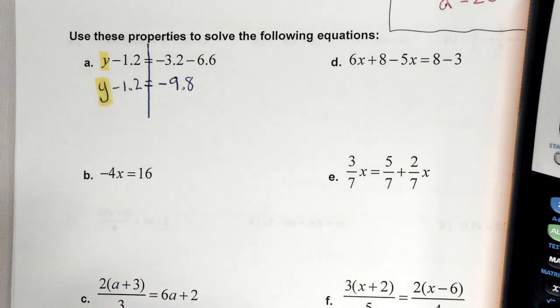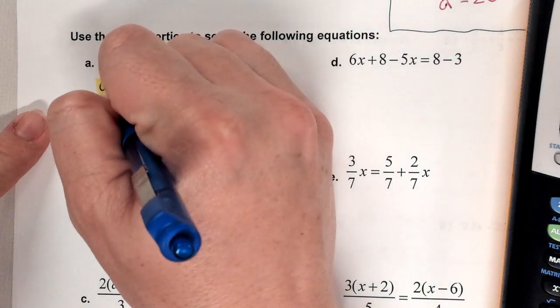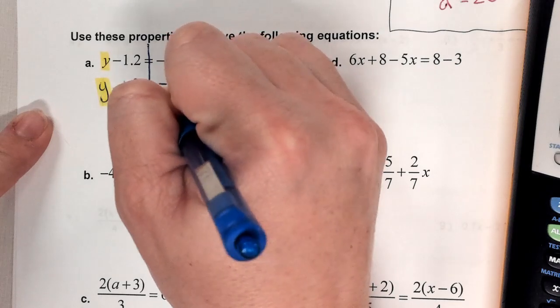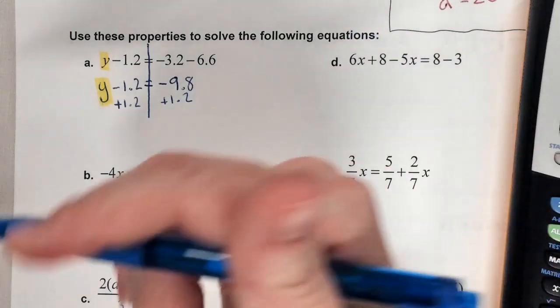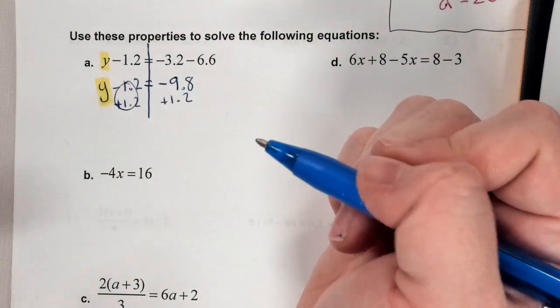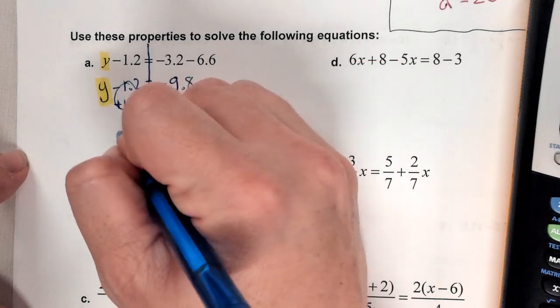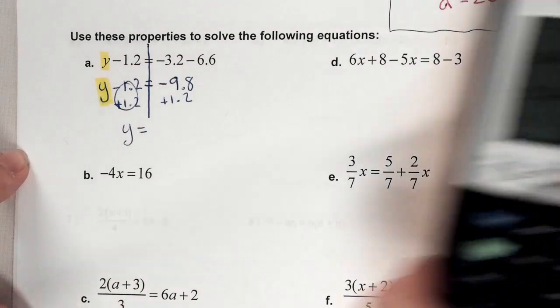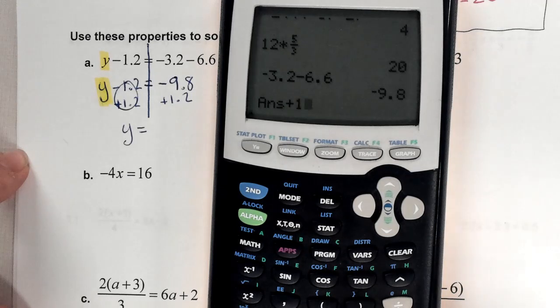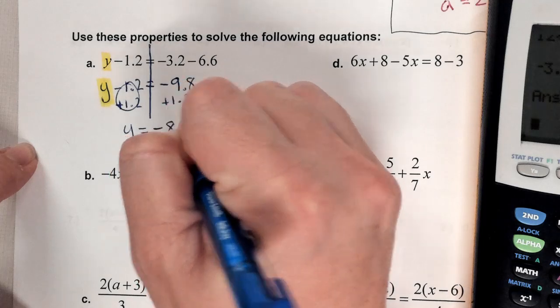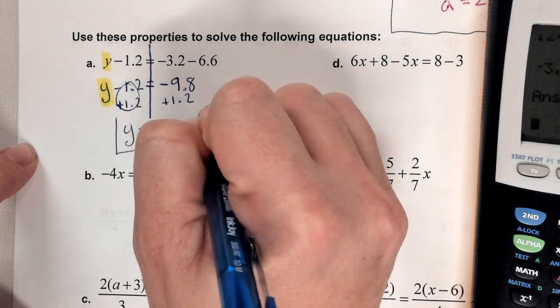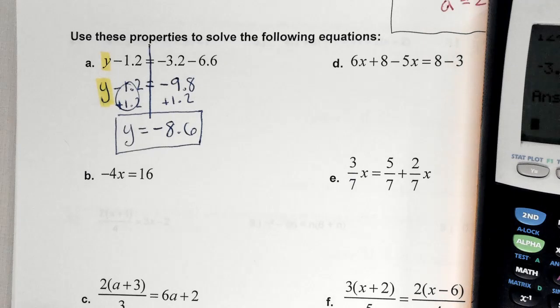Okay, so how do I get that Y by itself? Add what? 1.2. And I know that because I have Y minus 1.2, and the opposite of minus 1.2 is plus 1.2. So this zeroes out, and what am I left with on the left side? Y. And then negative 9.8 plus 1.2 is negative 8.6. Any questions with that?